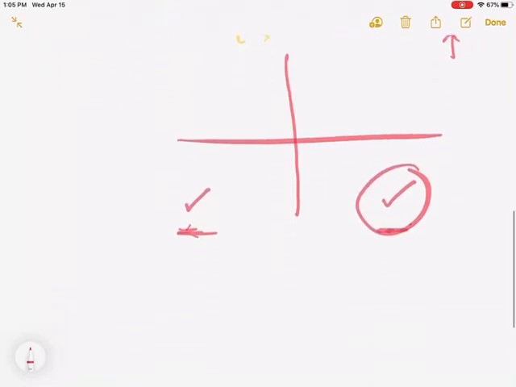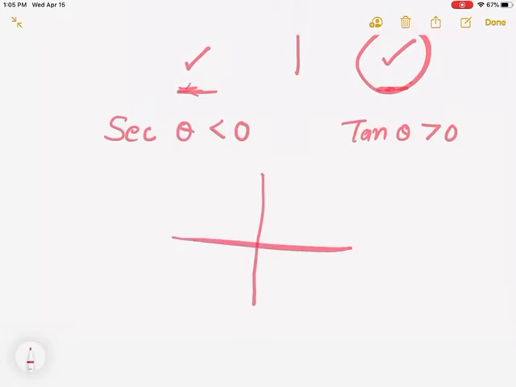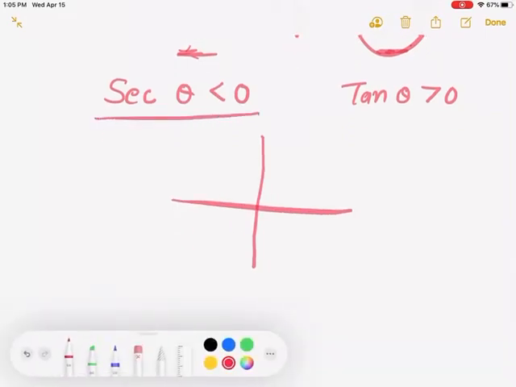Let me show you one more. Again, if you don't understand, you can pause the video and go back and replay it. Let's say I have secant theta is less than 0 and tangent theta is bigger than 0. Let's draw this out. Let's take one inequality at a time. Secant theta is less than 0 means secant is negative. Secant or cosine is the same thing.